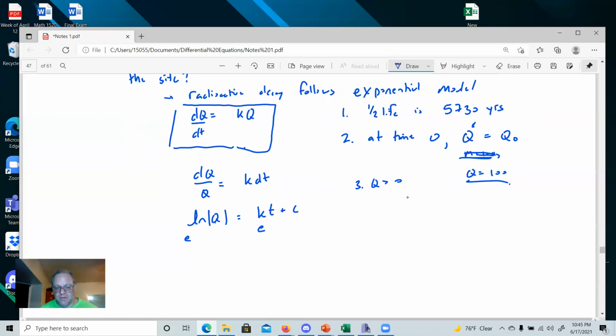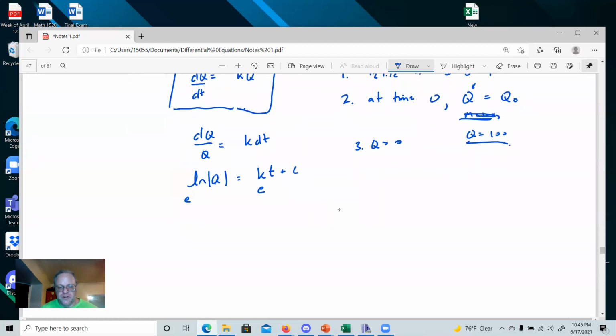Now we're going to unlogify everything here. So we're going to get q is equal to e to the kt plus c, noting that e to the kt times e to the c, that's how the plus turns into a times in the exponent, and e to the c is a constant, so we're just going to say this is ce to the kt. Okay, so our equation here is ce to the kt.